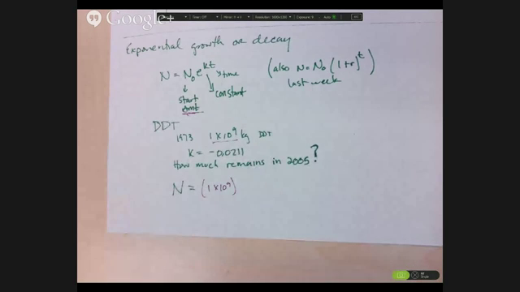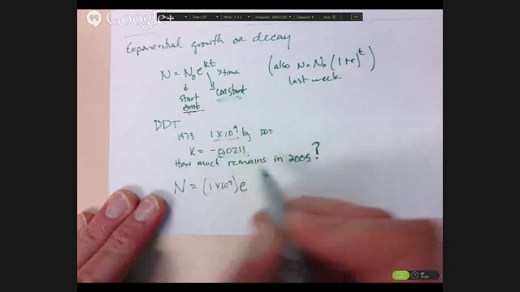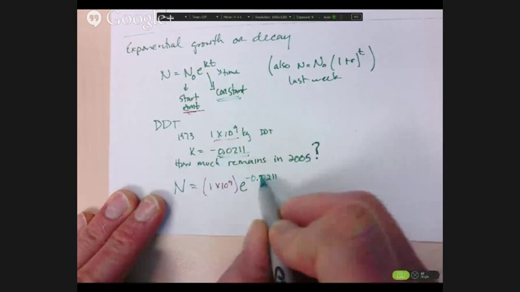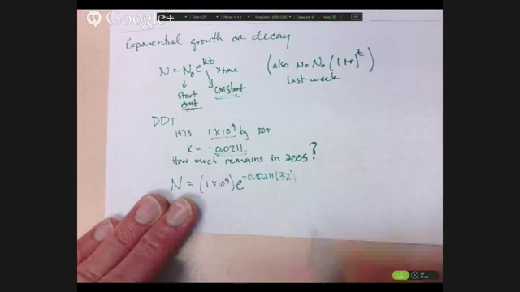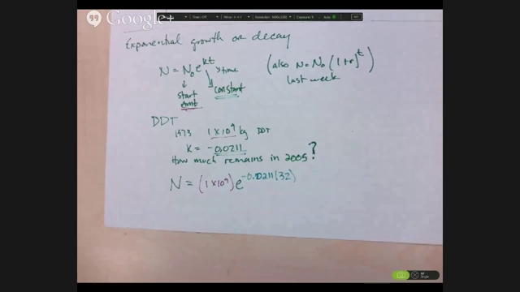Okay, we know what e is, right? We know what k is. Right there. And what's the time frame? Can you do that math? Wrong answer. I know you can. That's a big number.